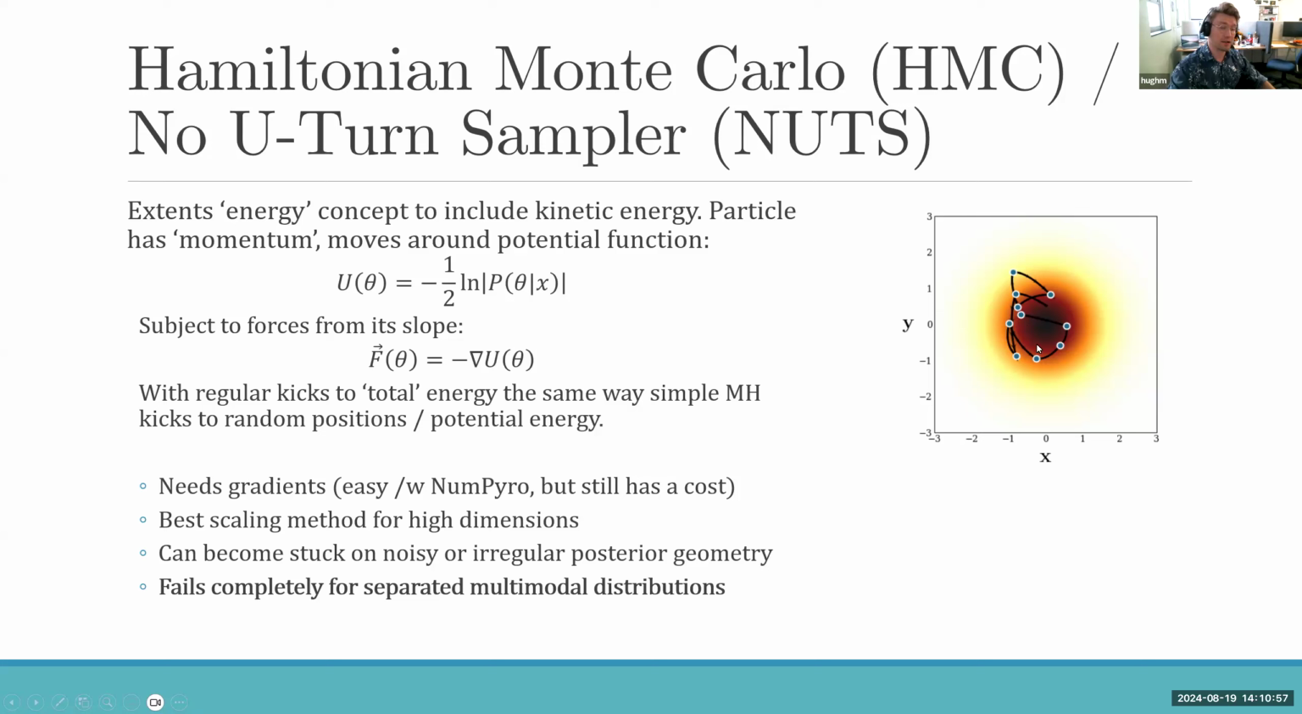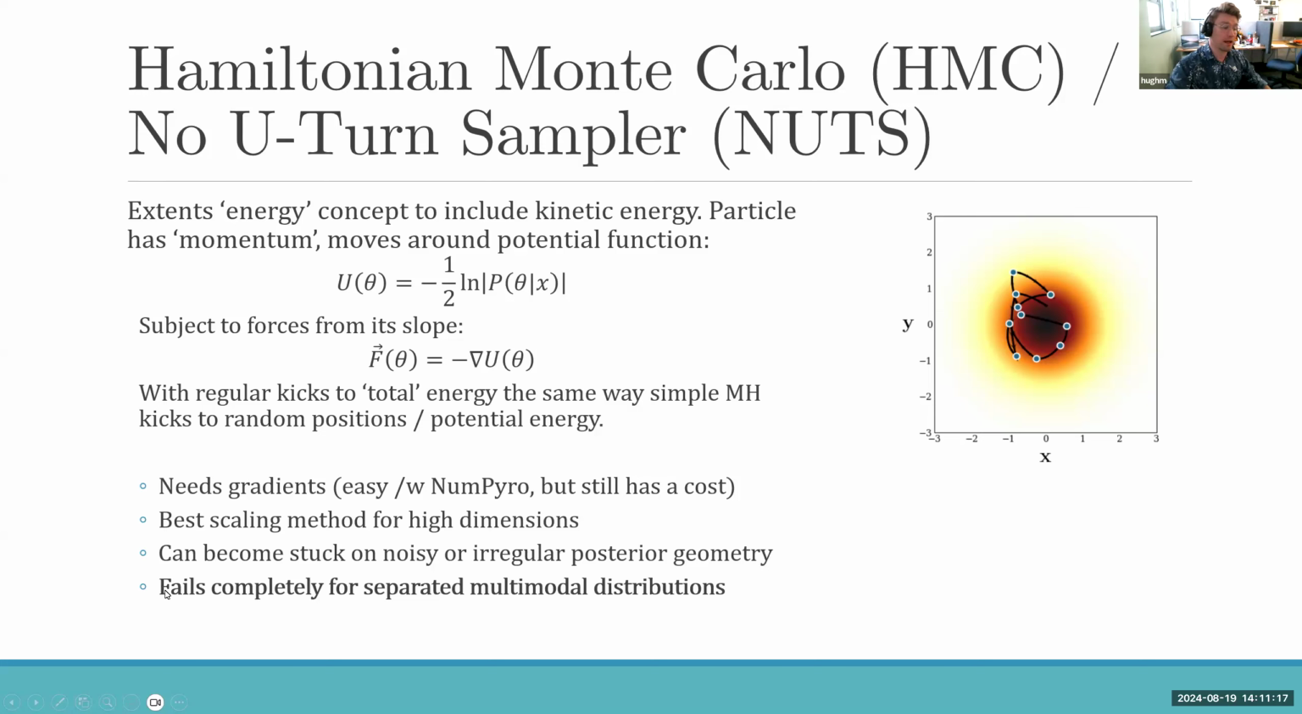Now, the advantage of this is it's really efficient in high dimensions. By leveraging the gradients, you have more information about the shape of the posterior, and it can handle very complicated geometry quite well, things that are non-Gaussian. It's just very fast, very effective. But it does have some failing modes we'll get to in a moment.